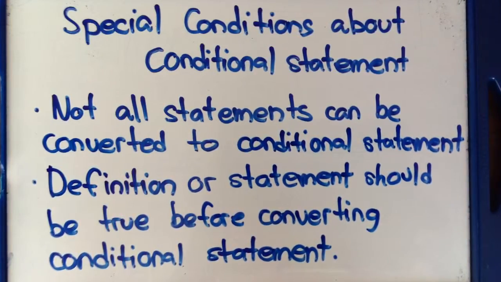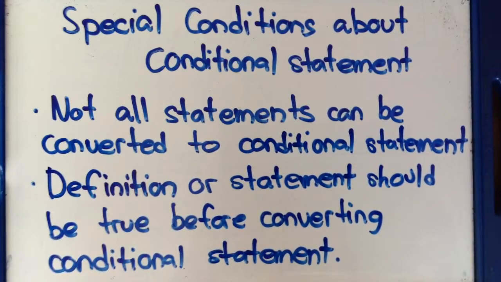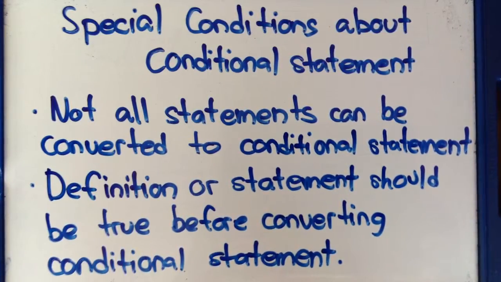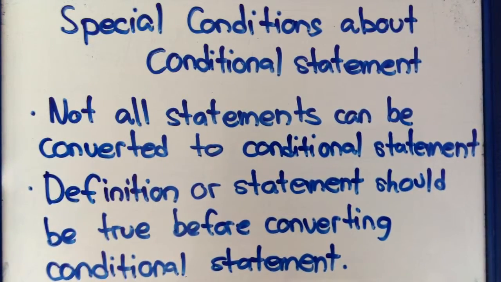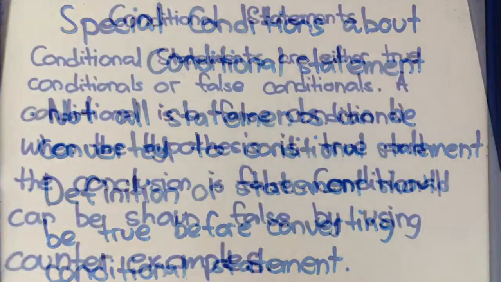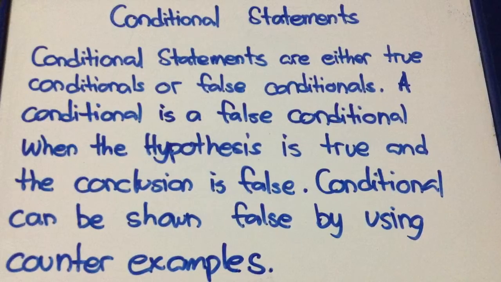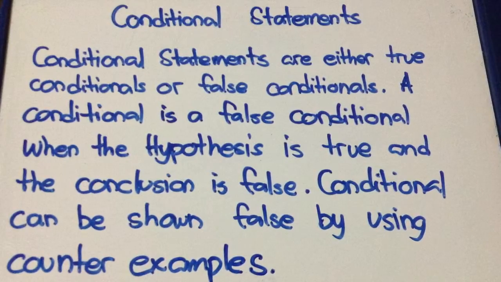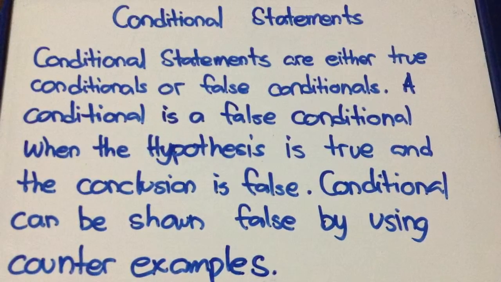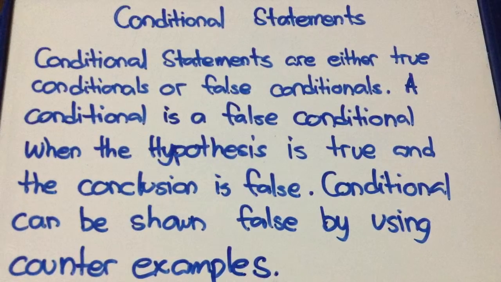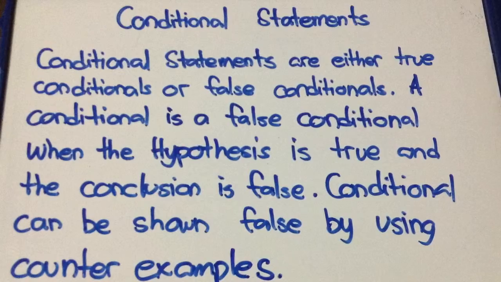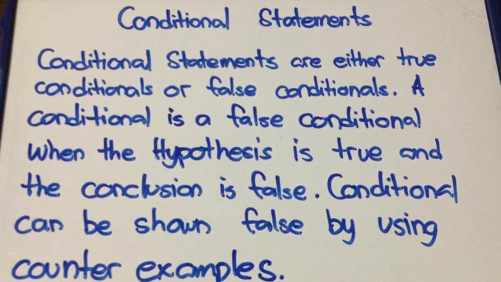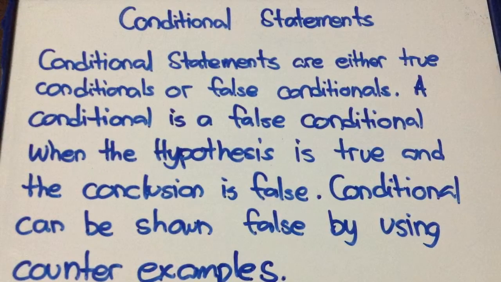Now, I'm going to teach you about special conditions about conditional statements. Not all statements can be converted to conditional statements. A definition or statement should be true before converting it to a conditional statement, because conditional statements are either true conditionals or false conditionals. A conditional is false when the hypothesis is true and the conclusion is false, or the other way around. Conditionals can be shown false by using counterexamples.